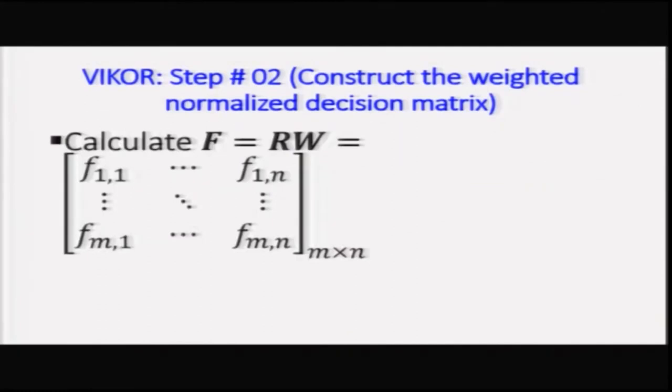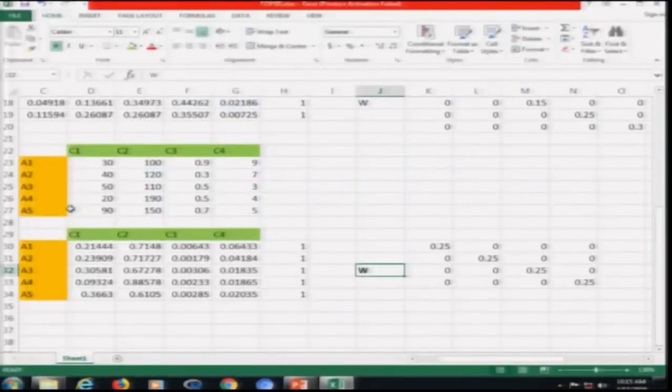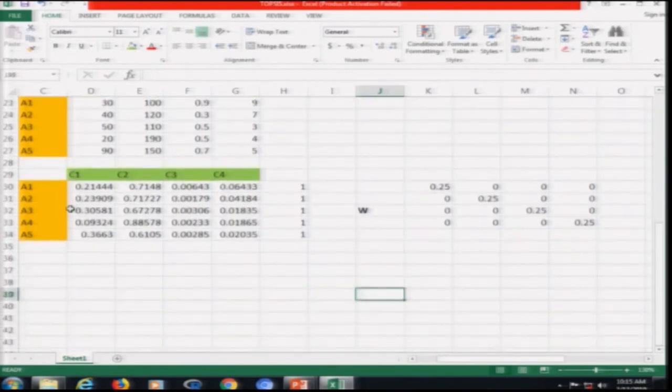Now, once you have that, you want to find out the weighted normalized decision matrix. So, you are normalizing and multiplying the weights. This is F. It would be a matrix of size 5 cross 4 into 4 cross 4, which is 5 cross 4. Let us check. So, this is a 5 cross 4. Let us find out the F value.